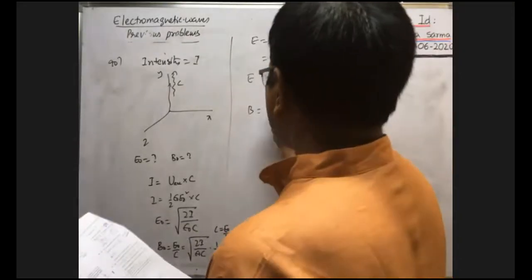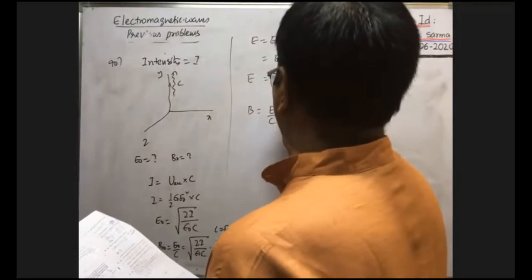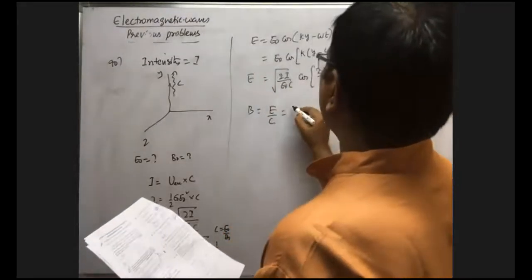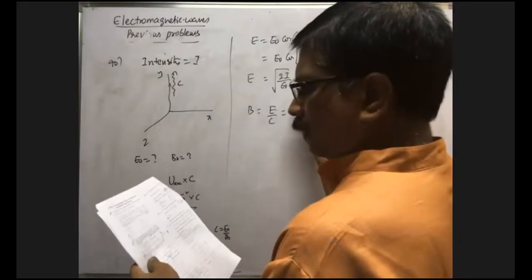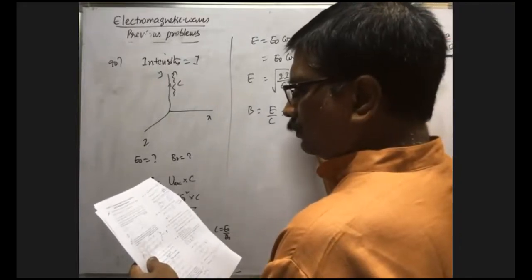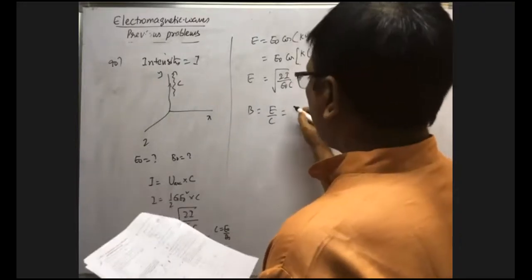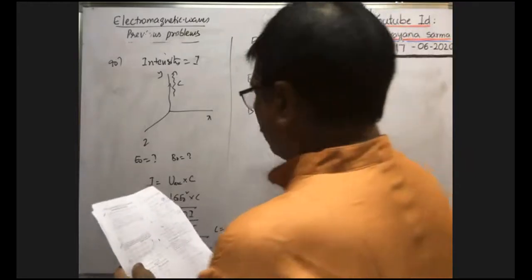B is equal to E by C, no? That is equal to E by C, which means E is this one, divided by C, you have to write. Therefore, B bar is equal to E by C. Okay, it is given like this only.